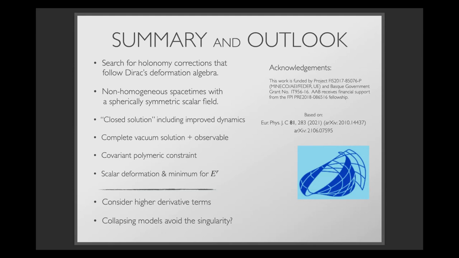We have obtained an observable quantity, the effective mass. And finally, we have suggested an effective polymeric constraint with holonomy corrections. Moreover, we have been able to give the deformation in terms of this effective mass and show that there is a lower bound for the radial component of the triad.